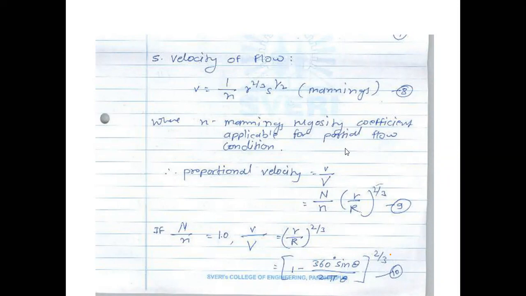If n upon N is equal to 1, we are assuming that condition, then small v upon capital V is equal to small r upon capital R raised to 2 by 3. So the proportional velocity final equation will be r upon R raised to 2 by 3. But we have calculated the equation for small r upon capital R earlier, and that equation is 1 minus 360 into sin theta upon 2 pi theta, raised to 2 by 3. So this equation we have derived to find out the proportional velocity, that is small v upon capital V.